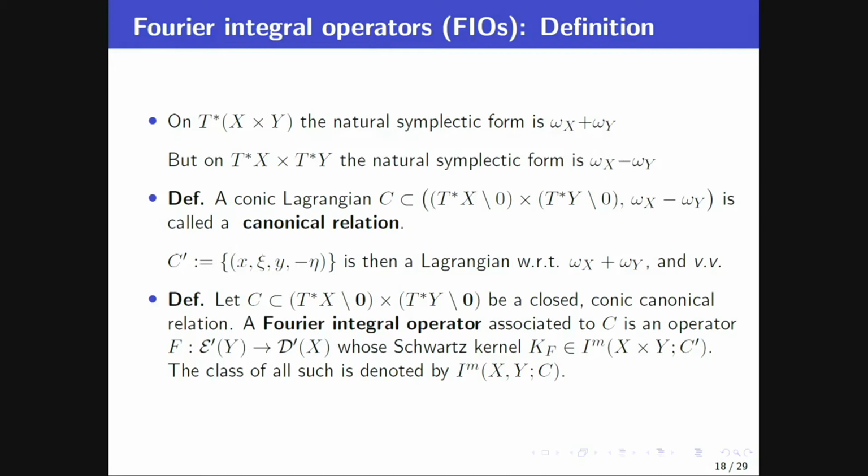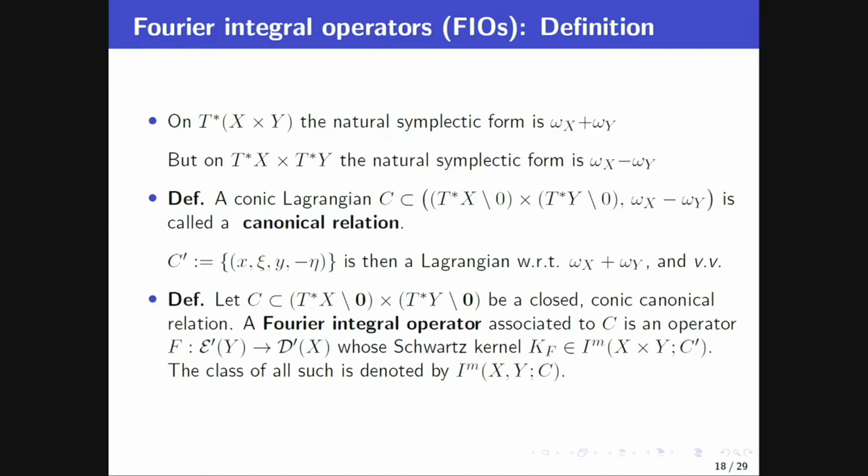So on T star of X cross Y, it's natural to have the natural symplectic form with the sum. But if we look at T star X cross T star Y, we have the natural symplectic form with the minus. So actually we're going to define a very nice conic Lagrangian in the product space with the minus as a canonical relation. So C, T star X minus 0 times cross T star Y minus 0 with the minus relation here. This is a conic Lagrangian, and this is called the canonical relation.